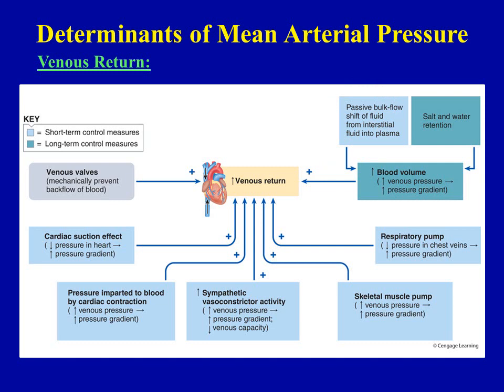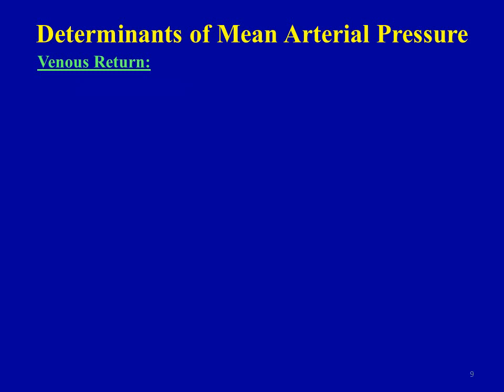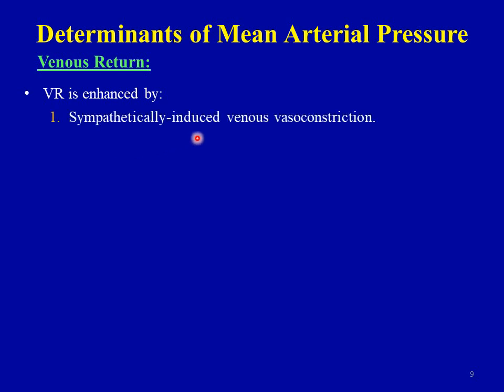So these are the different factors that affect venous return, and as I said, if we change the venous return, we can change the stroke volume, because this will affect the preload, and if we play with the preload, we can affect the stroke volume, which in turn will affect the cardiac output. So venous return, according to the explanation from the previous slide, is enhanced by sympathetically induced venous vasoconstriction or venoconstriction. We can use both terms, by the skeletal pump and by the respiratory pump. All of them will enhance the venous return.